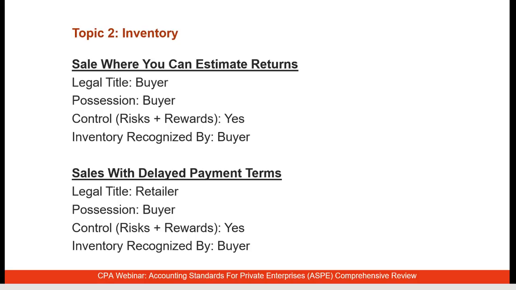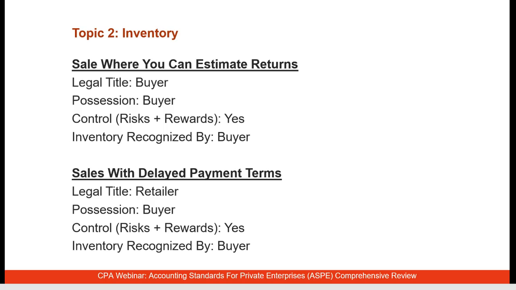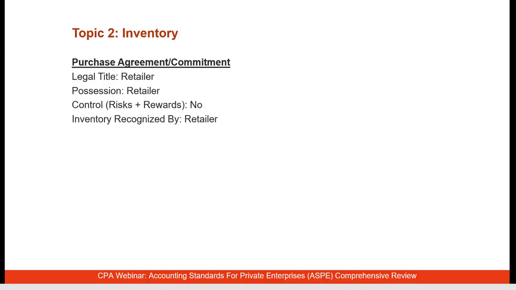What about if it's sales with delayed payment terms? The legal title is with the retailer, possession is the buyer, so control. The risk, in other words, risk and rewards is yes, and therefore the inventory is recognized by the buyer. So it's really important to recognize when inventory is, just because it's not physically with you, it doesn't mean that it's not with the buyer. Commonly it's with the buyer. Sometimes it's still with the owner, right? And then there's a purchase agreement or commitment. Legal title is the retailer, possession is the retailer, is there control? No, so the inventory is recognized by the retailer.